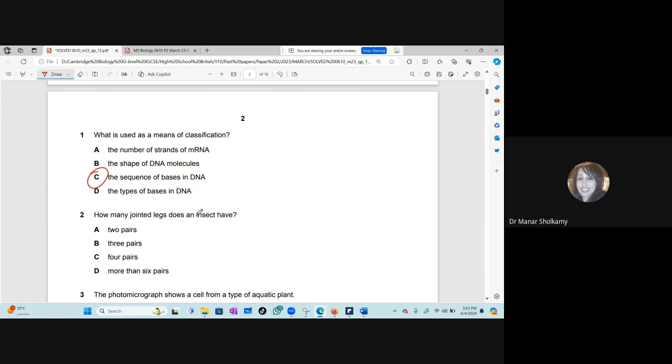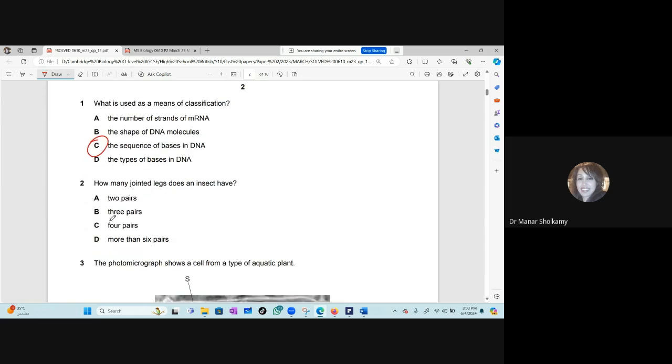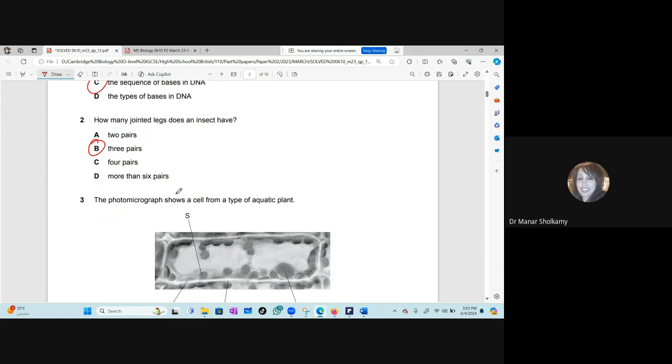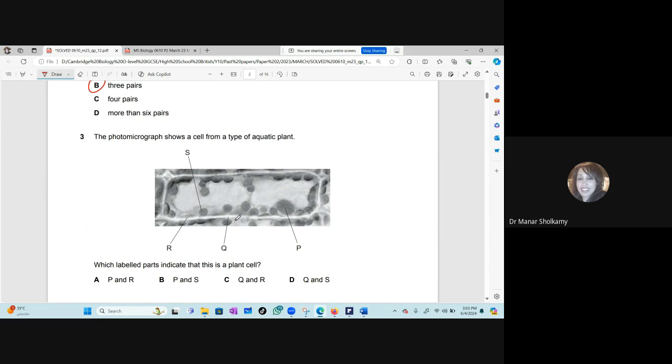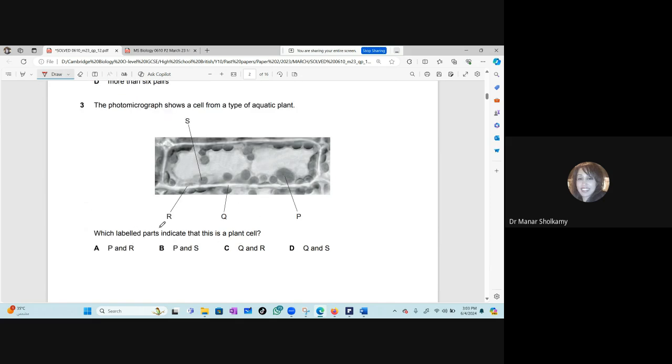How many joint legs does an insect have? 2 pairs, 3 pairs, 4 pairs, more than 6 pairs? B. Of course. The photomicrograph shows a cell from a type of aquatic plant. You have S and R and Q and P. Which labeled parts indicate that this is a plant cell? D. Yes.